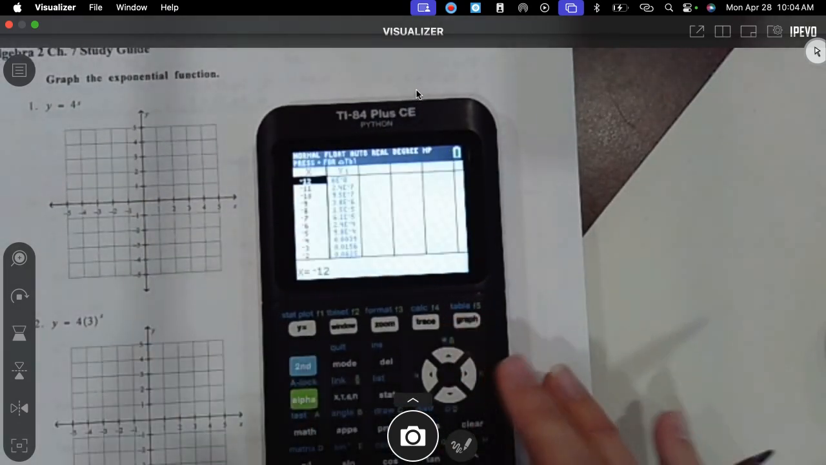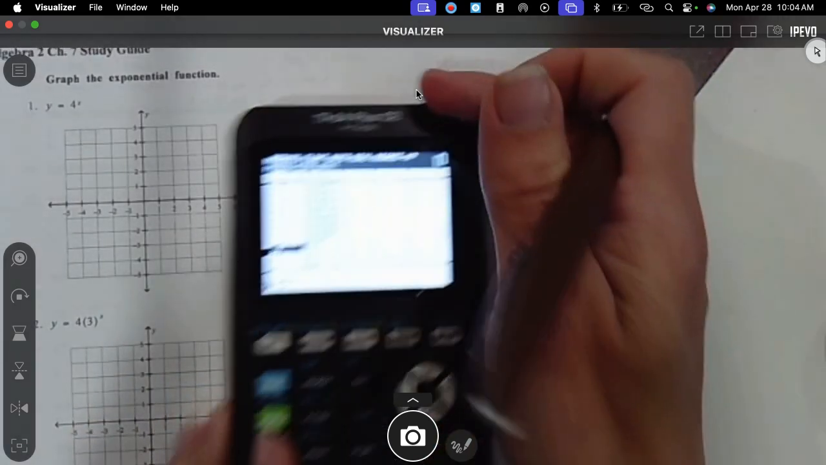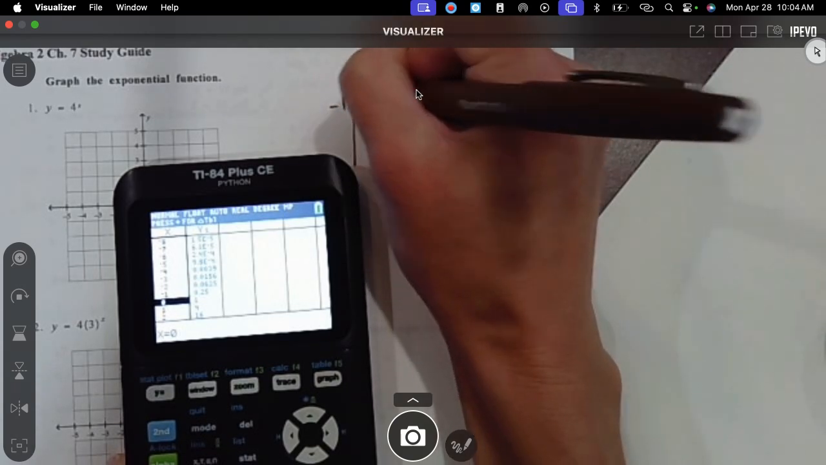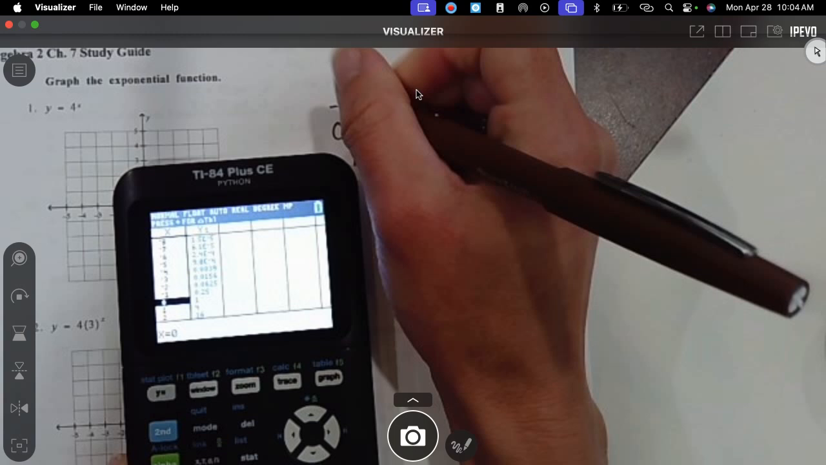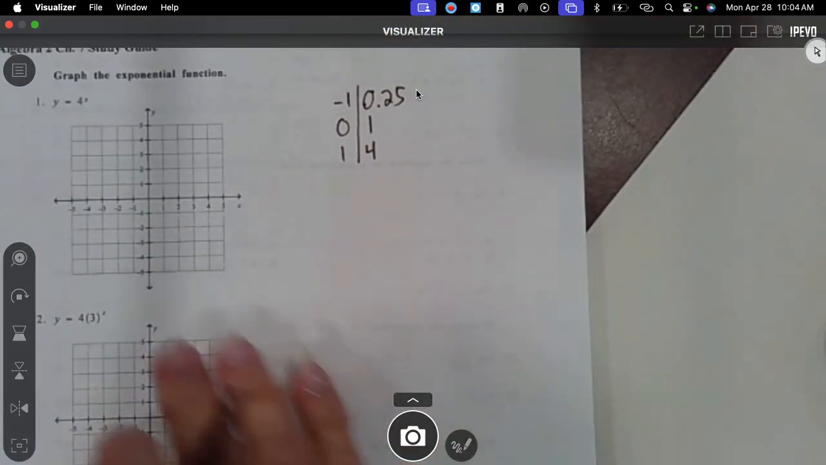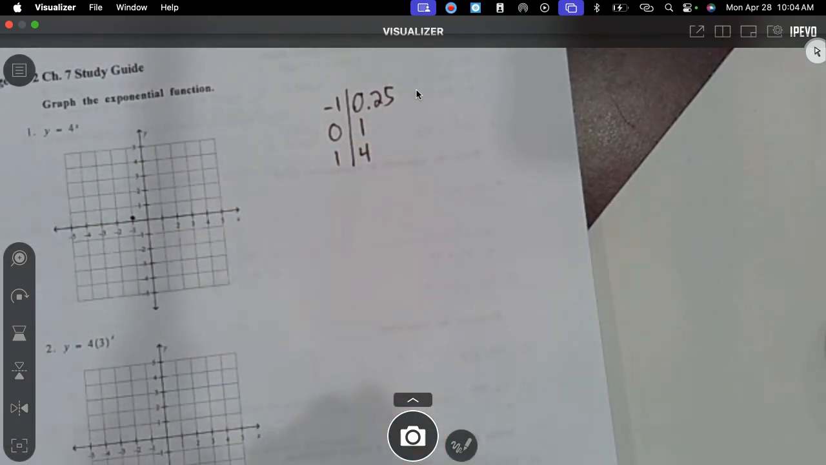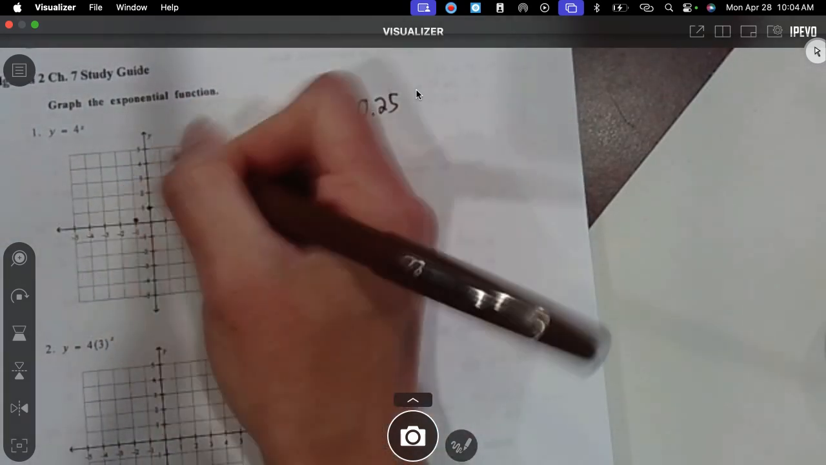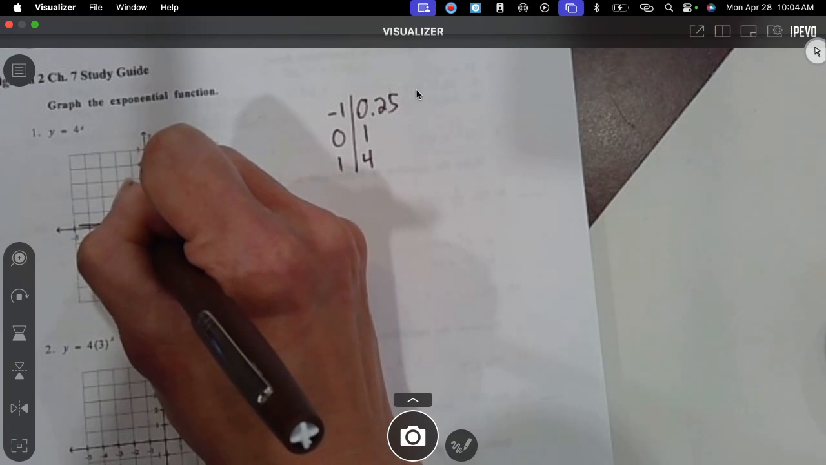And let's look at our table. Some of those look terrible. So I'll do negative 1, 0.25, thank you. 0, 1, 1, 4. There we go. I've got some ordered pairs. Where is 0.25? Somewhere like that. Okay, that's where I'll put my little dot right there. 0, 1, 1, 4.